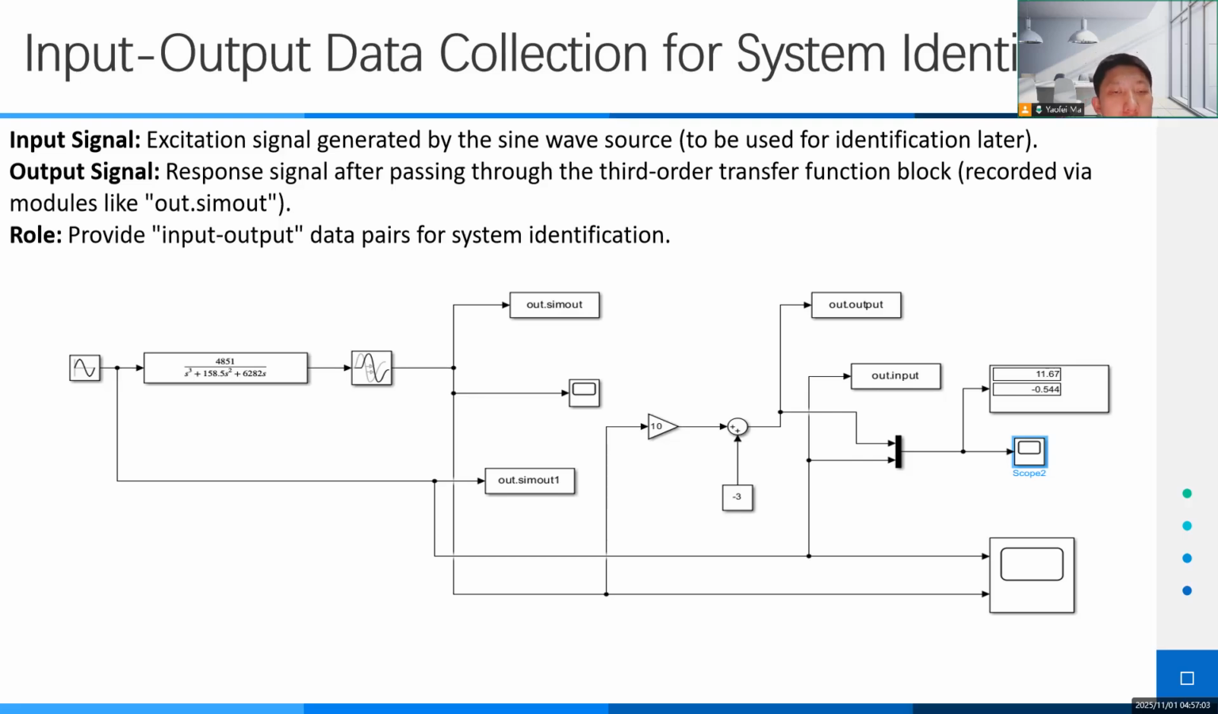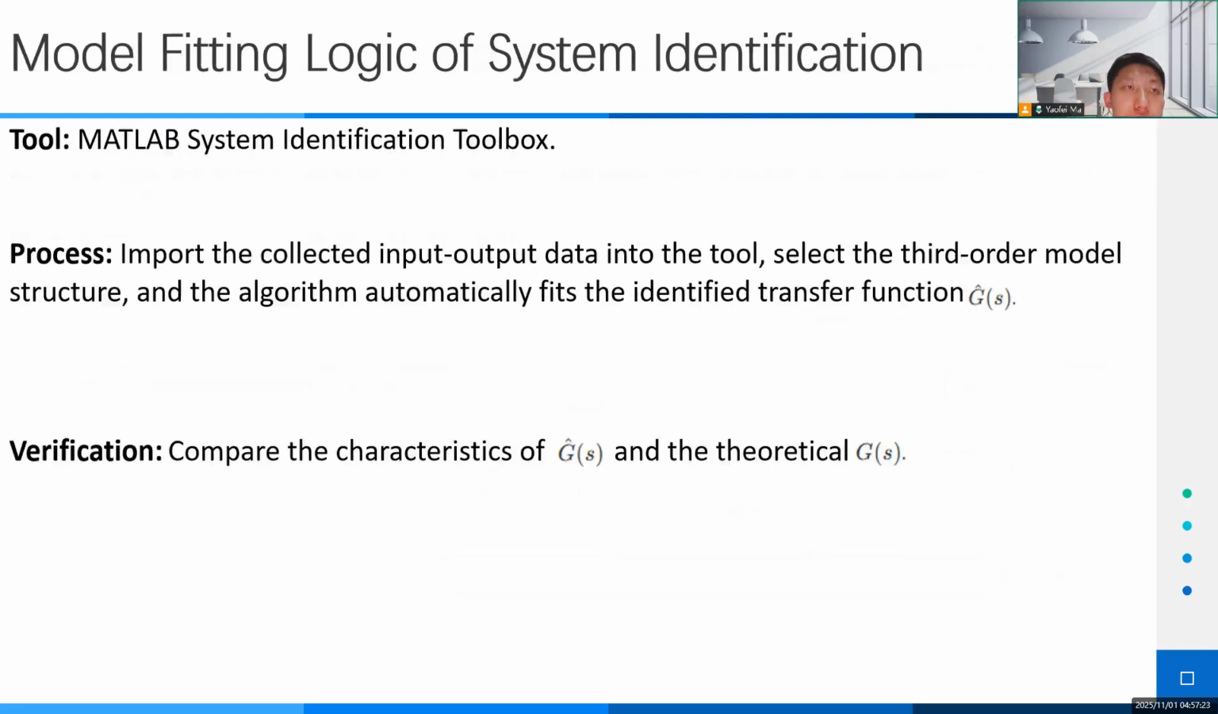Why do we collect this? Because system identification needs input-output data pairs. It uses how the system responds to an input to build a model. Without these pairs, we can't do identification.